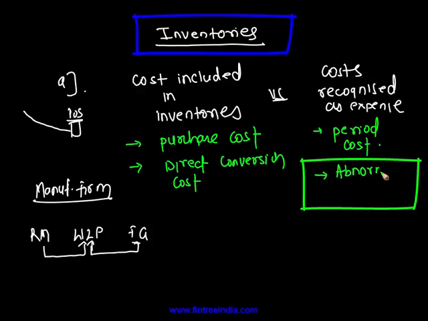What we also do not include is abnormal losses. Okay, so let's do an example to understand this concept of abnormal losses.